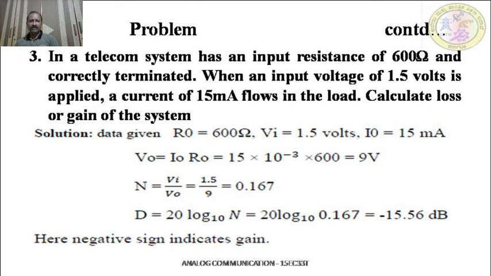The n value is given by Vi by V0. 1.5 divided by 9 is equal to 0.165. You can calculate decibel: D is equal to 20 log base 10 of n. You are going to get a negative value, minus 15.56 dB. Here the negative sign indicates the circuit is going to increase the strength of the signal. It is not attenuating, it is working as an amplifier.